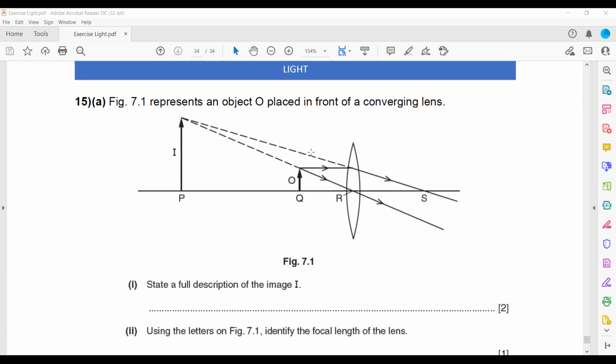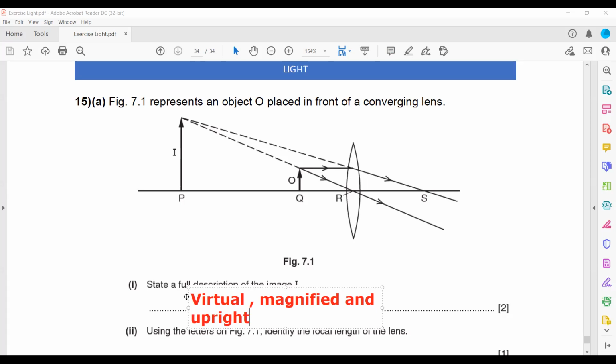State the full description of the image. So this image is virtual, magnified and upright. So virtual images are always magnified for a convex lens and they are upright.